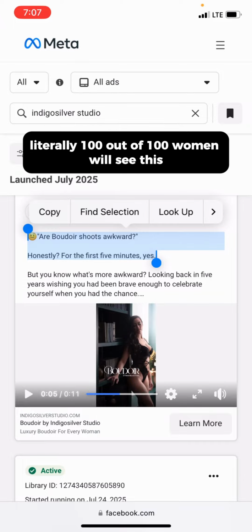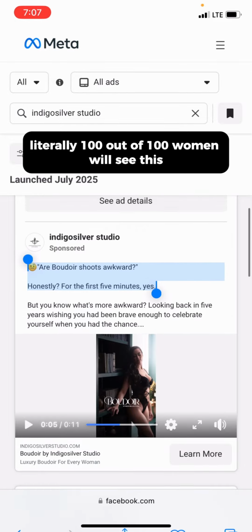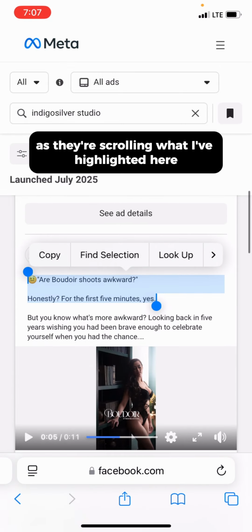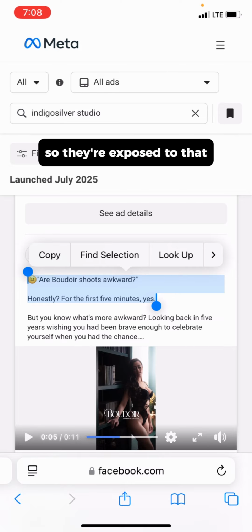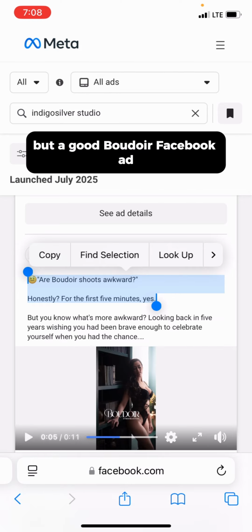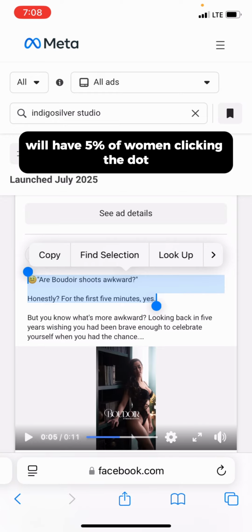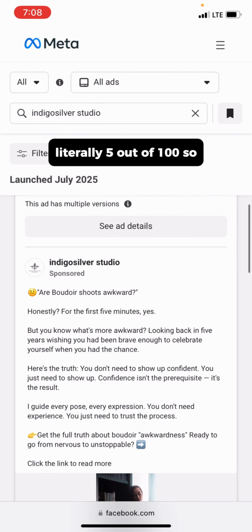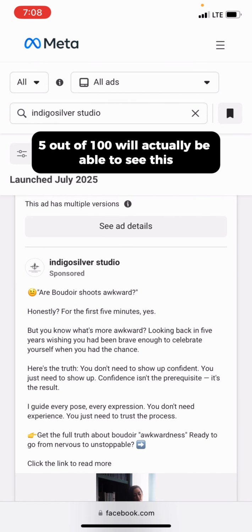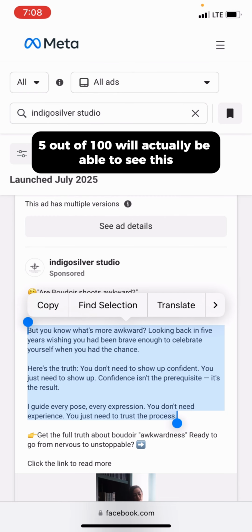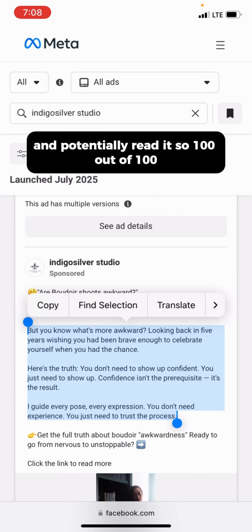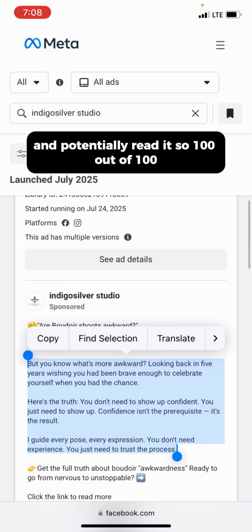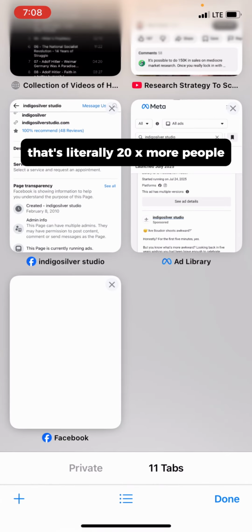Because literally 100 out of 100 women will see this as they're scrolling, what I've highlighted here. So they're exposed to that. But a good Boudoir Facebook ad will have 5% of women clicking the see more and expanding the ad copy like that. Literally 5 out of 100. So 5 out of 100 will actually be able to see this and potentially read it. So 100 out of 100, so what's that, 20, oops, that's literally 20x more people.